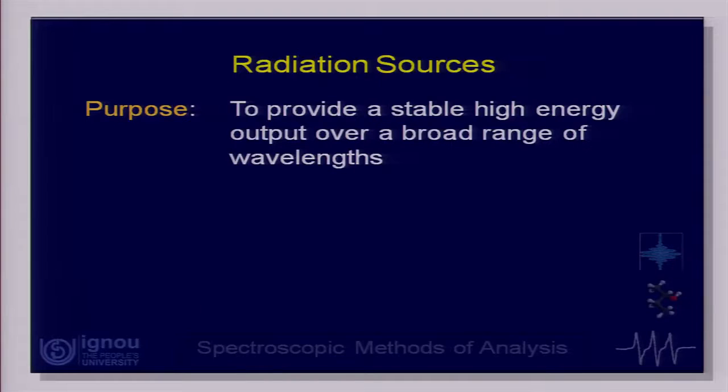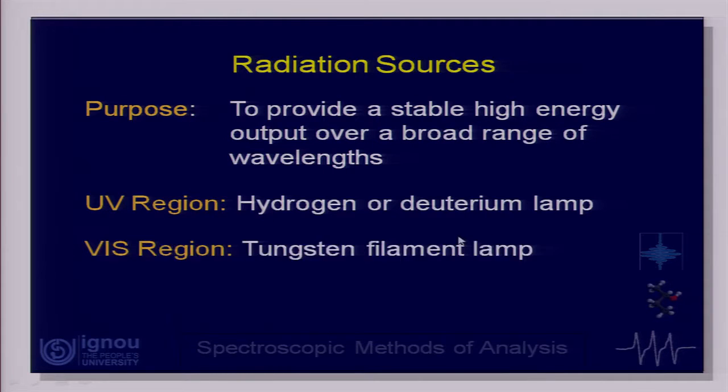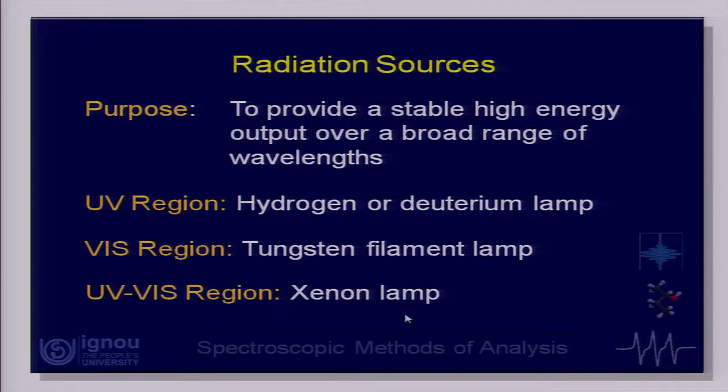And for UV visible spectrometry, there are three kinds of sources we use. For the UV range, we use a hydrogen or deuterium lamp. For the visible range, we use a tungsten filament lamp, and for the UV visible range, we try to use xenon lamps. So, there are three kinds of sources depending on what region.